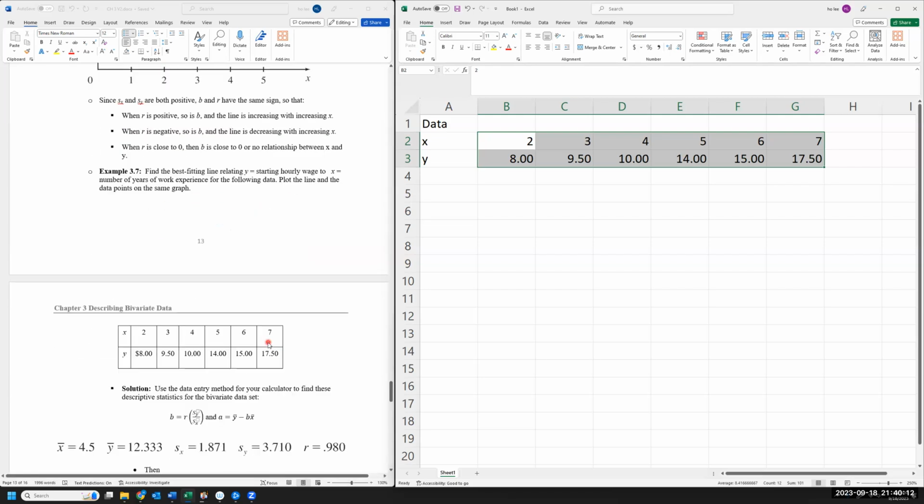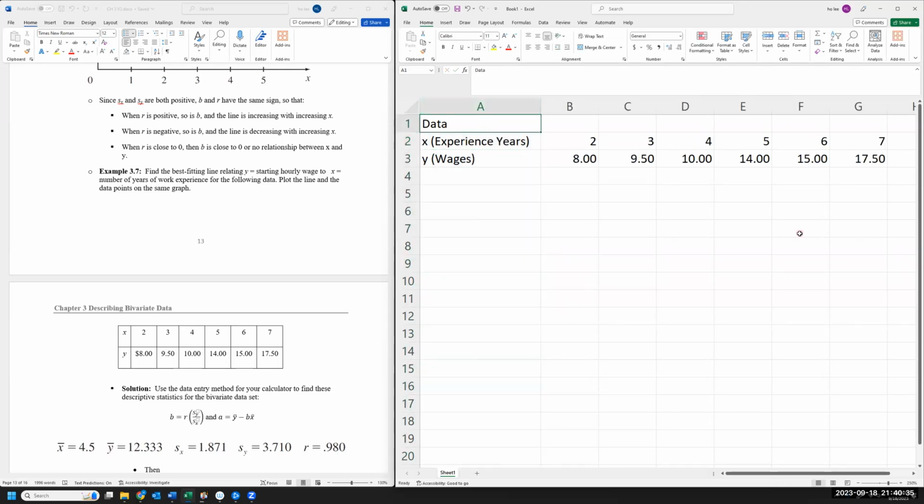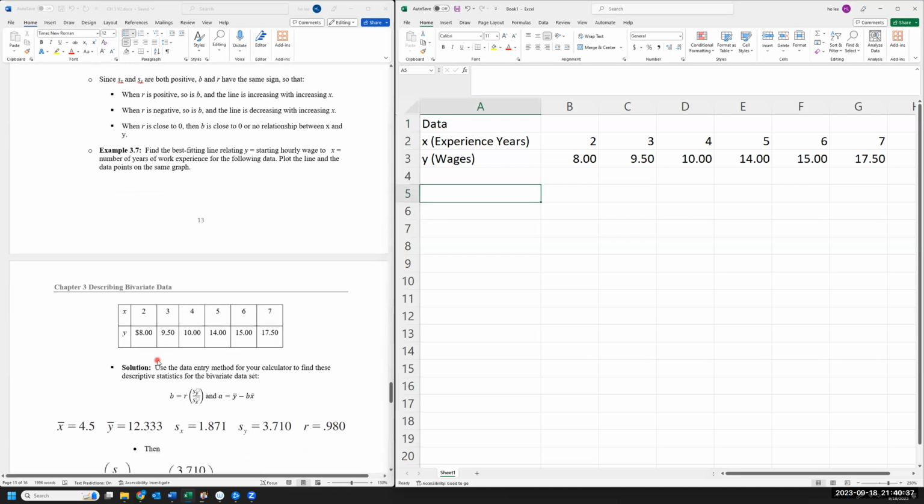Okay. So what they tell us is that y is the starting hourly wage rate. So let me just put that in here. Wages, starting wages. And x is the number of years of experience on the job. Experience, years. Let me just note that so we know what it is. All right, so let's do this.